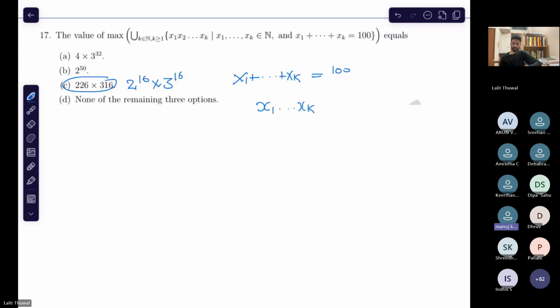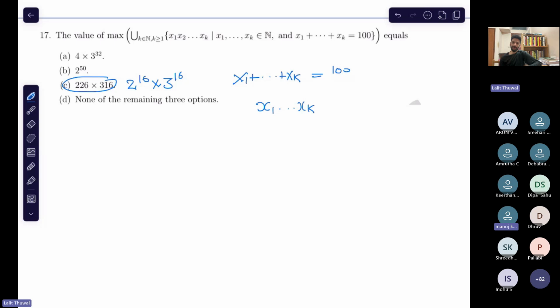Option A is correct. Okay, good. Someone said why A is correct. Why? Obviously A is correct, because it is greater than 2 to the power 50. Oh, but how do you quickly find that it's greater than 2 to the power 50? Is there some easy way to see that it's greater than 2 to the power 50?